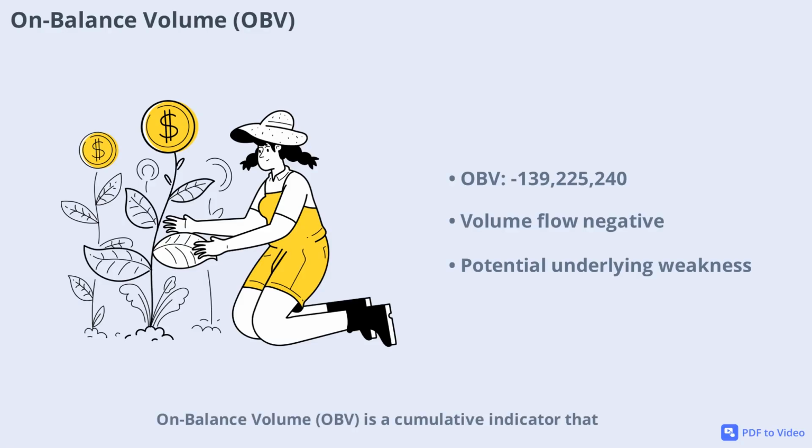On-balance volume, OBV, is a cumulative indicator that uses volume flow to predict changes in stock price. ADBE's OBV is currently negative at minus 139,225,240, suggesting that more volume has been associated with downward price moves. This could indicate underlying weakness despite recent price gains, so it's important to watch for confirmation from other indicators.